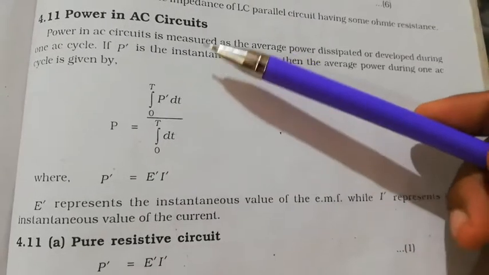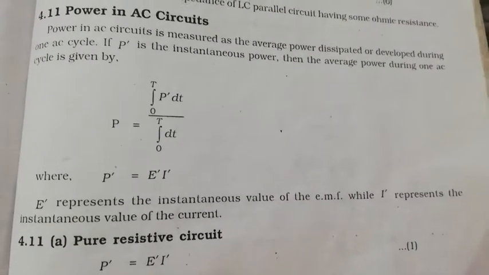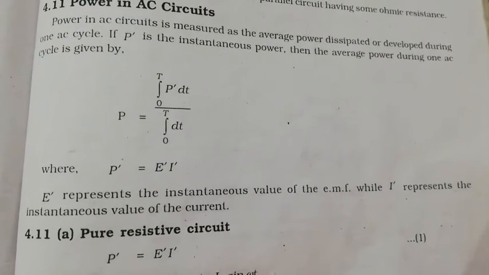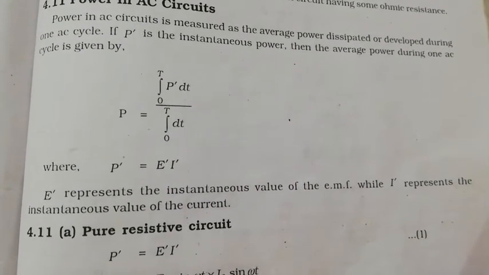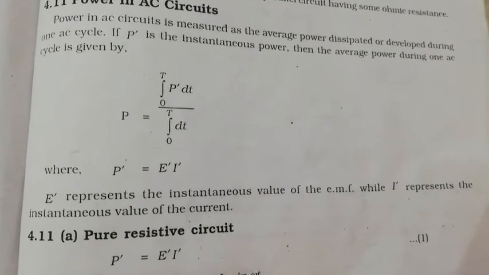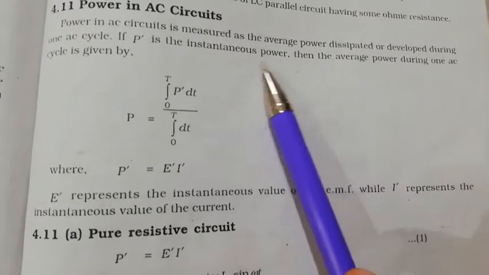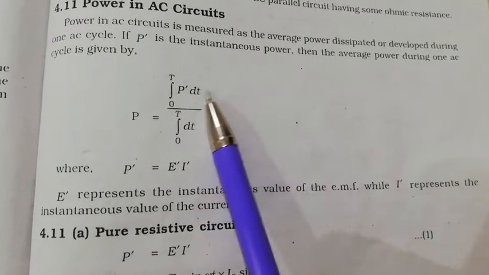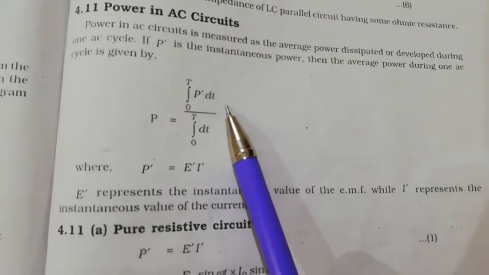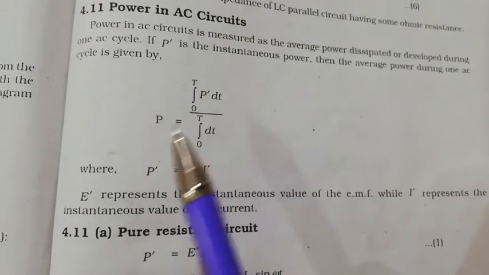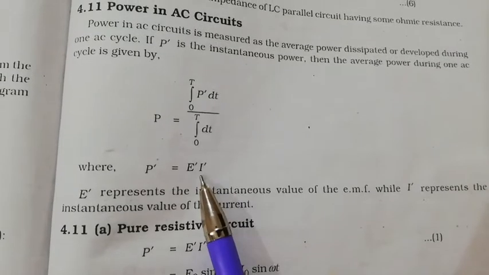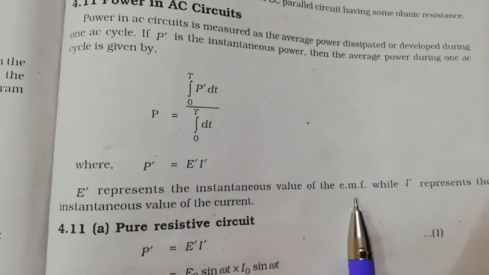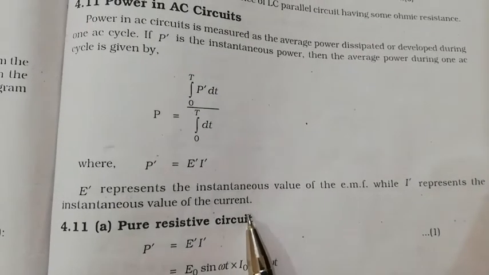Next, we have to discuss the topic power in AC circuit. As we know, in case of AC circuit, the power can be measured as the average power dissipated or developed during an AC cycle. Considering one complete AC cycle, if P' is the instantaneous power, then the average power during one AC cycle is given by the integral from 0 to T of P' dt divided by the integral from 0 to T of dt, where P' is equal to E' times I'. In this, E' represents the instantaneous value of EMF and I' represents the instantaneous value of current.